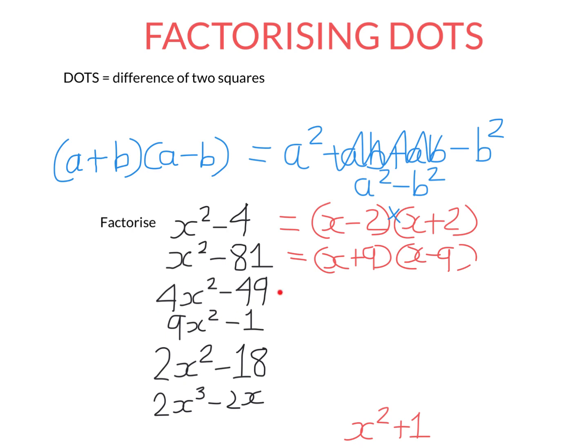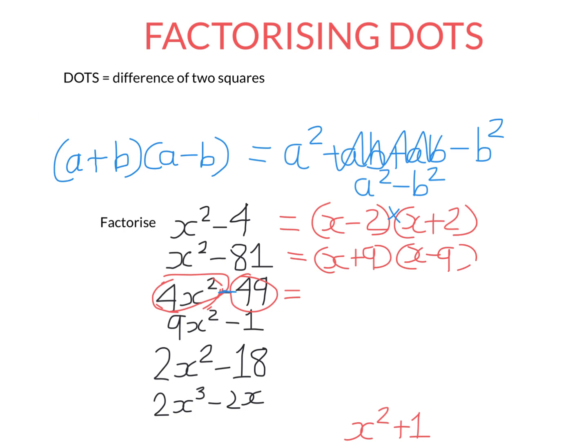So what about this one here, 4x squared minus 49? Well, this one may look different, may look tougher, but we're going to do it in the same way. 4 is a perfect square, x squared is a perfect square, and 49 is a perfect square. So this is a perfect square minus a perfect square. 4x squared minus 49, difference of two squares.